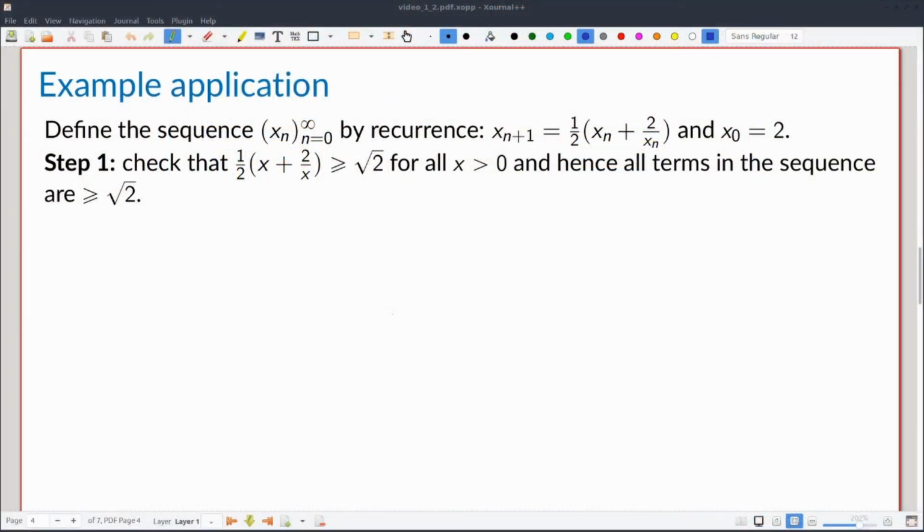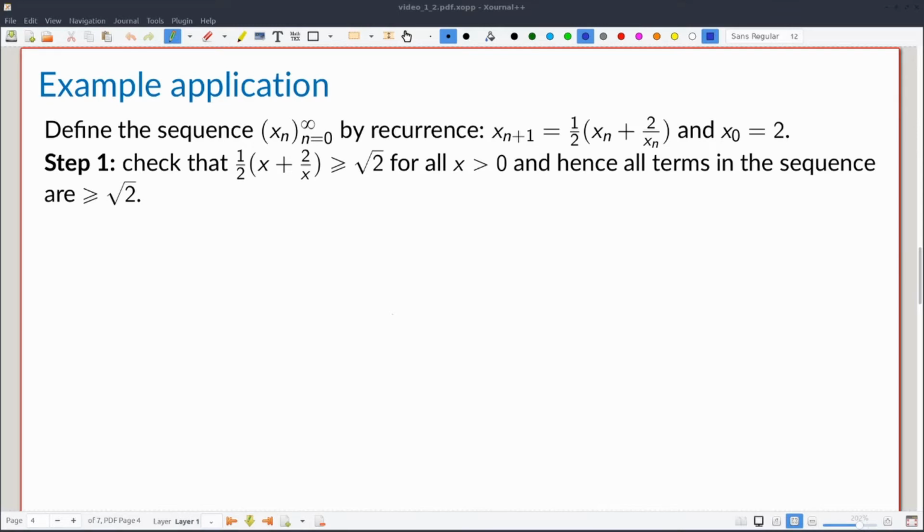In this example, we're going to consider a sequence defined by recurrence where x_{n+1} is 1/2 of the quantity x_n plus 2 over x_n, and we're going to start at the initial condition of x_0 equals 2. Now, this problem is actually pretty subtle and is complicated enough. I would not give it to you exactly like this if I were assigning it. But what I would do instead is break it down into these steps that I'm giving us.